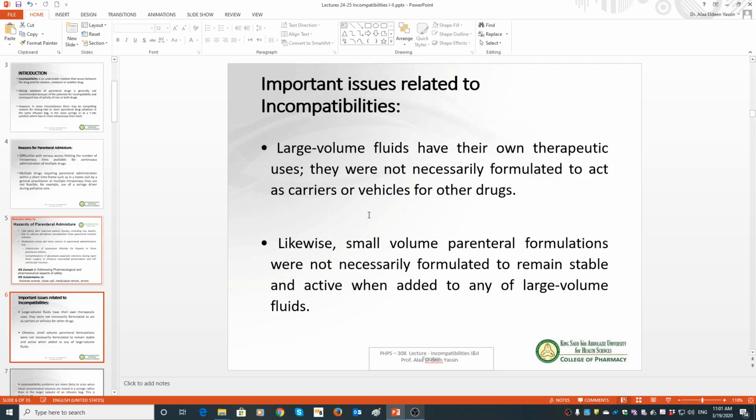Also, small volume parenterals, ampoules, small volume less than 100 ml, probably smaller. The most common is less than 10 ml, 5 ml, the majority. They might not be stable when diluted with large volume fluids. So it's not guaranteed that when you dilute a 1 ml ampoule in 100 ml or 1 liter of saline, it will just be diluted and nothing will change in this drug. This is not always right.